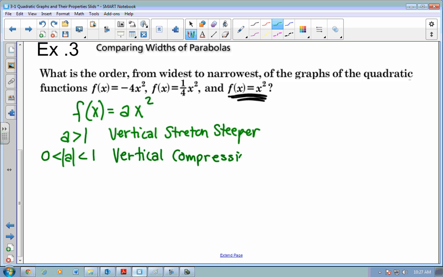Compression or wider. And the last thing was if A was a negative, what happens if A is less than 0, meaning it's negative? It goes down. We call that flips. That's very important. I will be talking about this A for the next 2 years. And in calculus, I will still talk about this. This multiplier, it happens on every single function. If you have a multiplier, it does the exact same thing on every single parent function we talk about for the next 3 years.